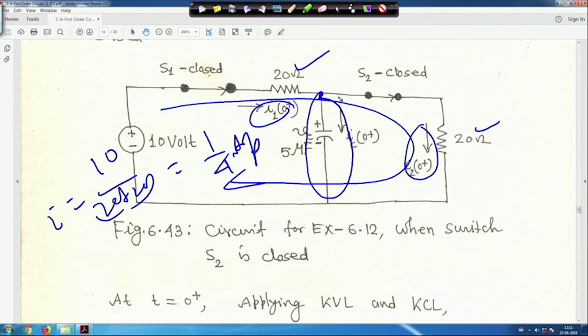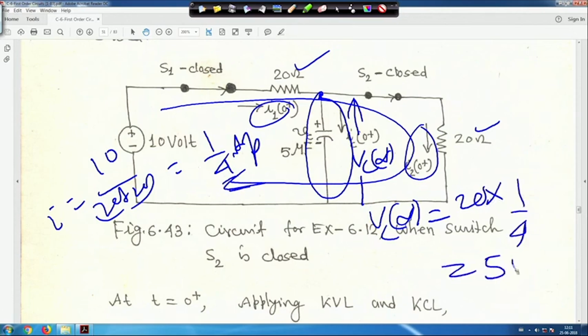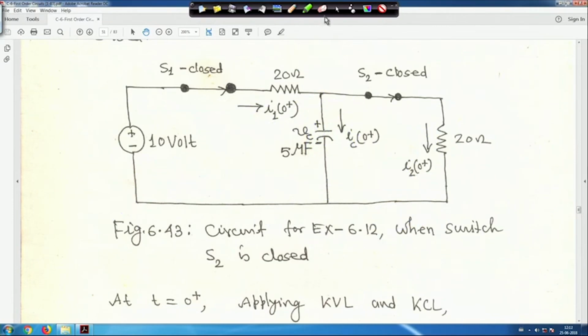The voltage across the capacitor, that is Vc(infinity), is equal to this 20 into this 1 by 4 ampere, that is equal to 5 volt, because the capacitor is an open circuit at that time. The current flows like this, and this 20 ohm resistance is connected across the capacitor. So, you can find out easily Vc(infinity) is 20 into 1 by 4, so 5 volt, right.